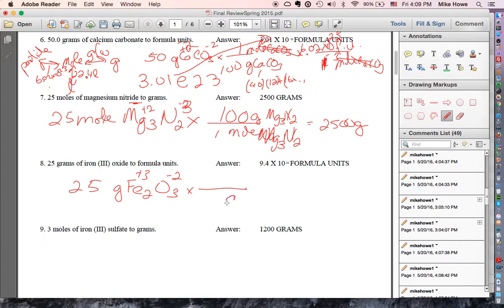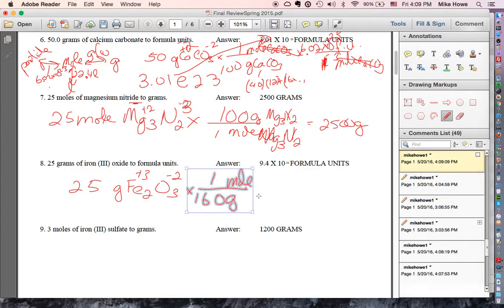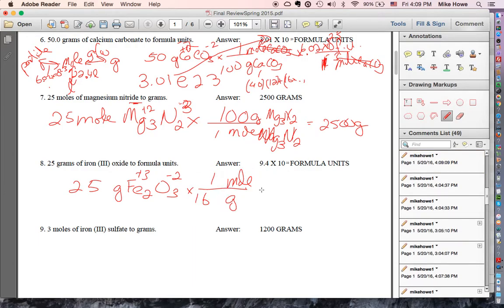We're going to change it to moles first. So 1 mole, 160 grams. Once again, you look back at your mole map up here at the top of the page. You're starting at grams, so 25 grams, starting at grams. You're going to formula units over here. So it's a two-step process: grams to moles, moles to particles. So let's go ahead and finish our second step. We just did the first one.